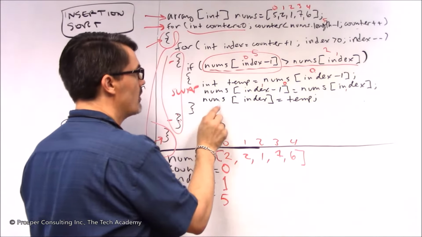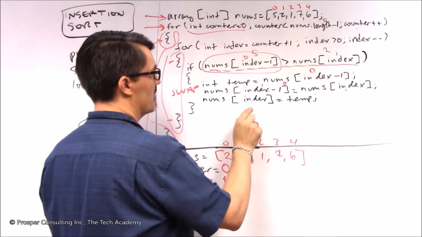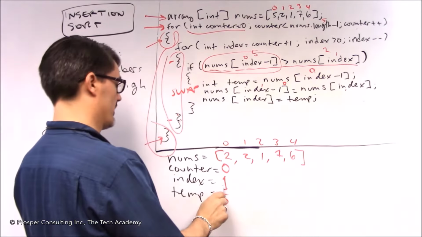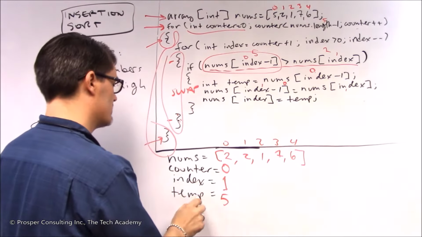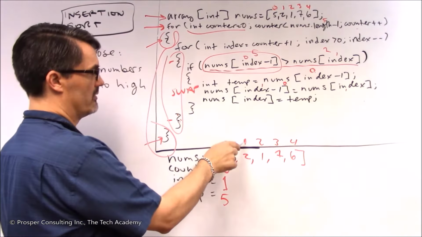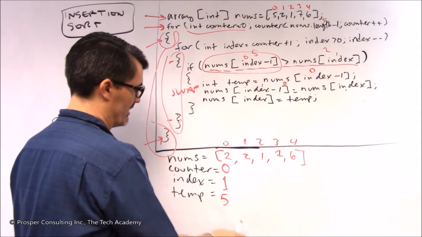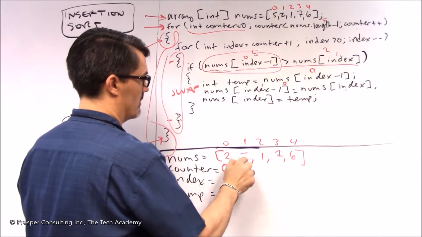So now we make the element in the array nums at position 1 equal to whatever the value is. Here is element 1. Its value, we're going to make it equal to 5 because that's what's stored in temp right here. Look what we've done.